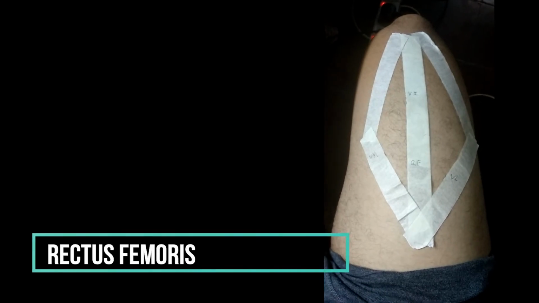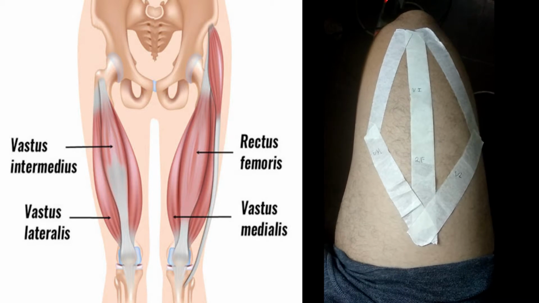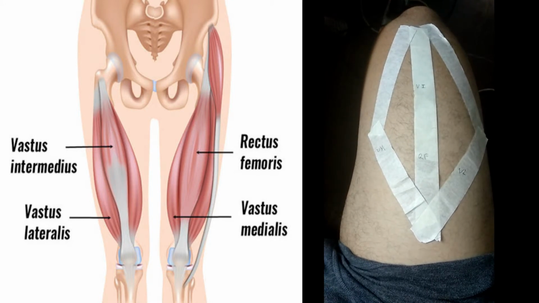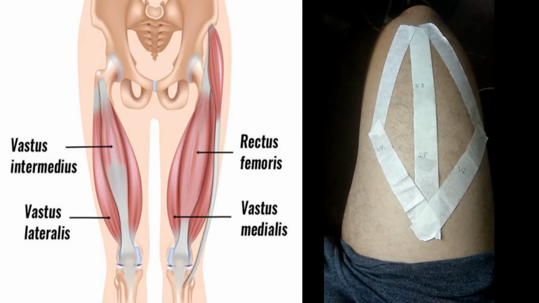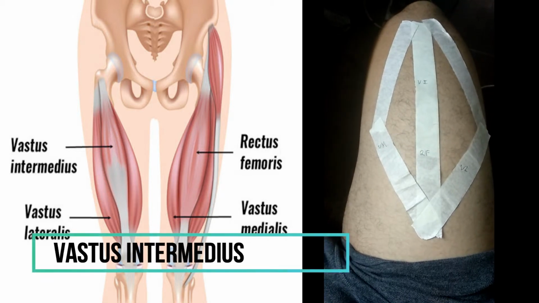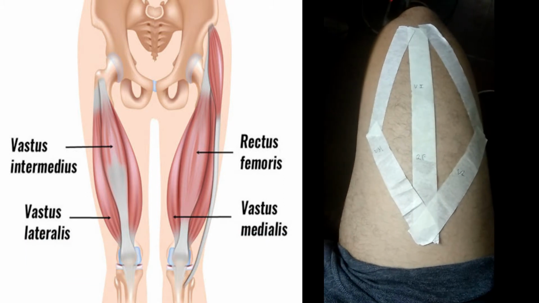Rectus femoris. Origin: anterior inferior iliac spine and the exterior surface of the bony ridge which forms the groove on the iliac portion of the acetabulum. Insertion: inserts in the patellar tendon as one of the four quadricep muscles. Vastus intermedius, which is just under the rectus femoris.